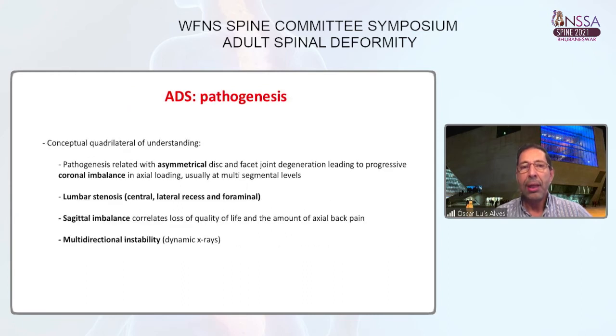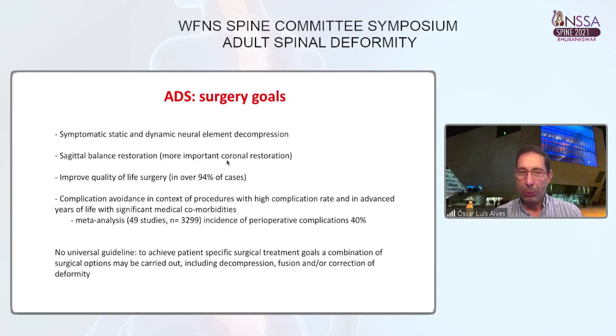by side effects. Remember the four elements I told you of the pathogenesis, and when you want to do surgery, you have to achieve goals. You have to decompress symptomatic static and dynamic neural element compression, restore sagittal balance, probably more important than coronal balance, improve quality of life of patients with surgery, which can be achieved in a really good number of patients, and avoid complications. This is relevant in the context of procedures that have a high complication rate, which can be around 40%, and in patients of advanced age, which means significant medical comorbidities.